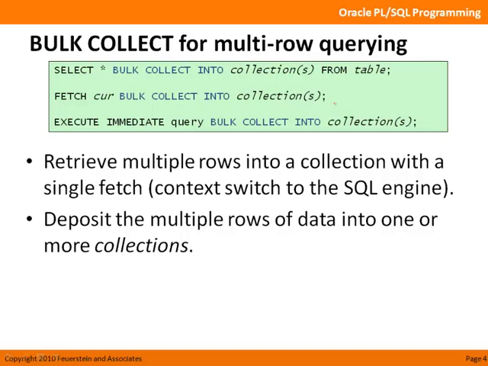It could be a single collection of records, but if I'm fetching multiple columns of information, then I might have a set of individual collections that I'm retrieving the individual column data into. You just have to make sure that the number and types of the data in the collections matches the data being retrieved in the select list of my query.